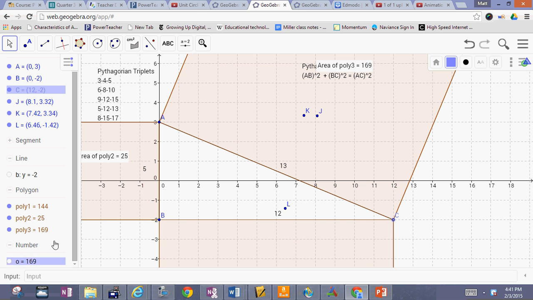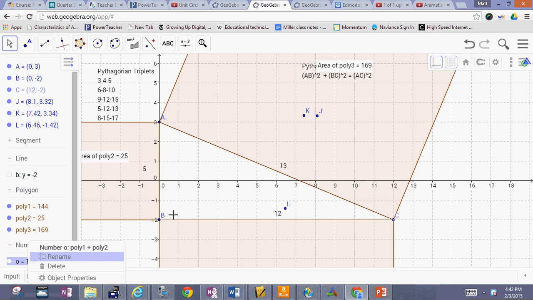Remember there's polygon 1, the square built on the side whose length is 12. There's polygon 2 built on the side of length 5, and there's polygon 3, and this is our computation, if you remember, polygon 1 plus polygon 2. So there you have those nice combinations.